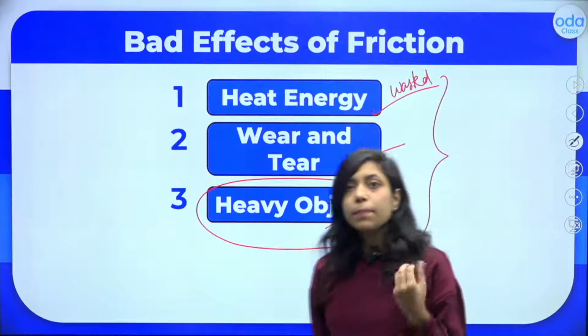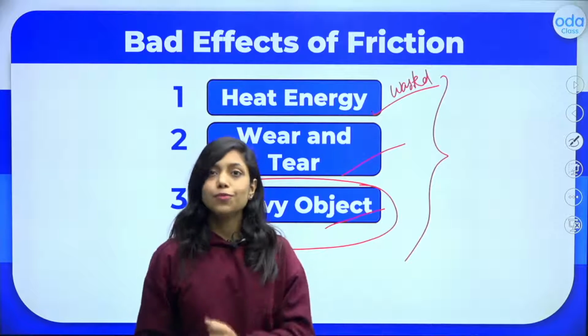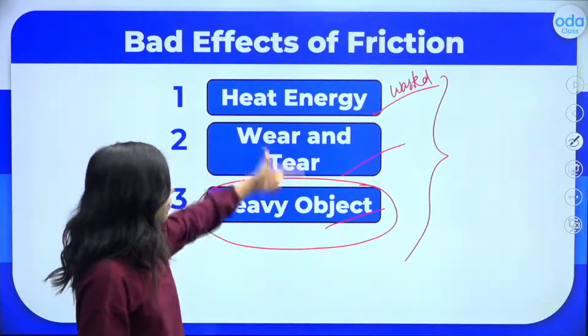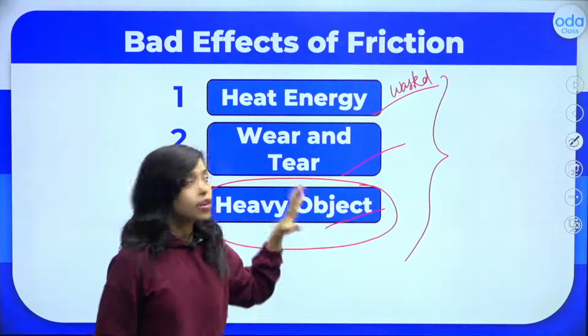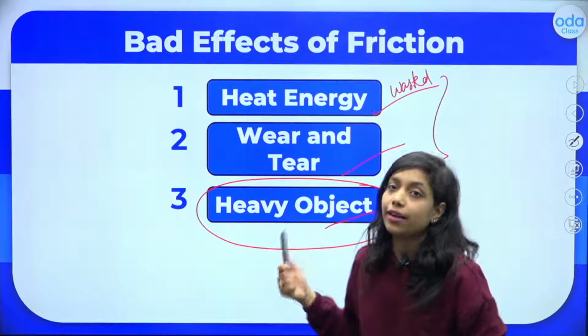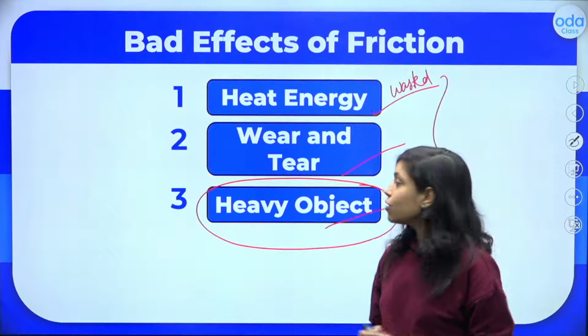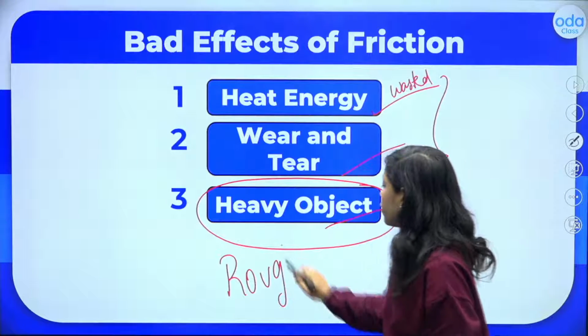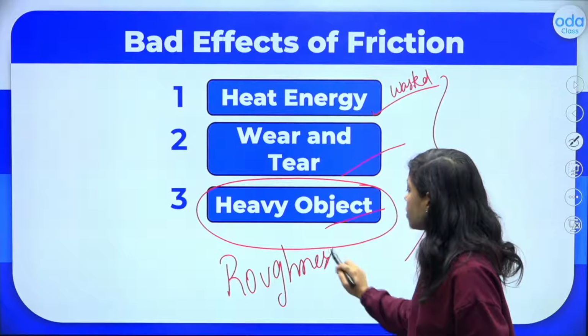So when there is something bad, we have to find some solutions, right? How can we find the solutions for this? These bad effects are caused by frictional force, so if we reduce the frictional force, then these bad effects will not be there. So how to reduce the frictional force? Because friction is caused by roughness, right? Friction is caused due to the roughness of the surface.